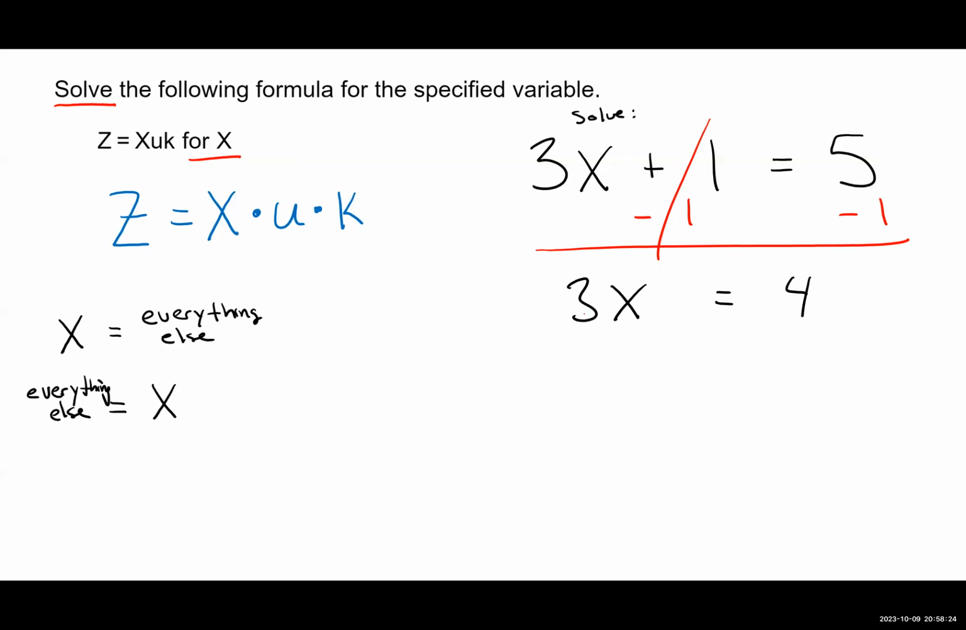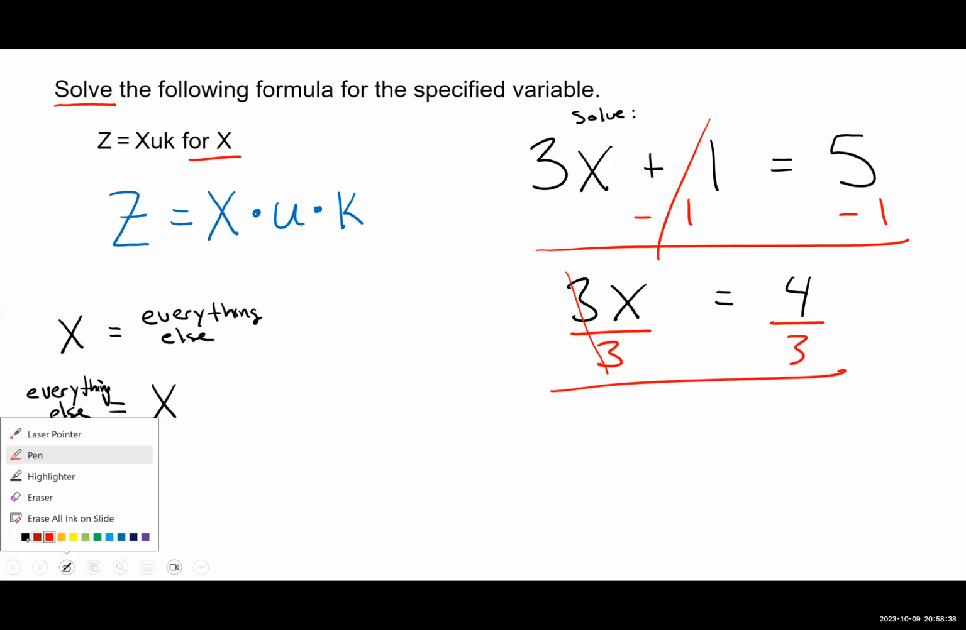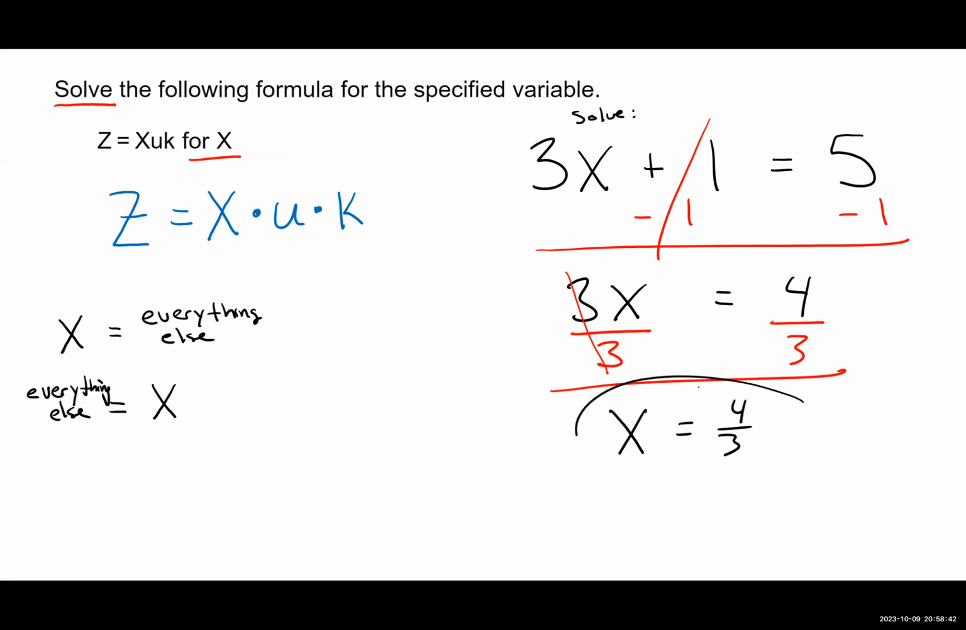And then you say, okay, well, this is 3 times x. That's multiplication. So we attack multiplication with division. Times 3, divide by 3, cancel. Got to do the same thing to the other side. And now we've solved for x. X is equal to 4/3. Then there's our answer. So how does that apply over here?